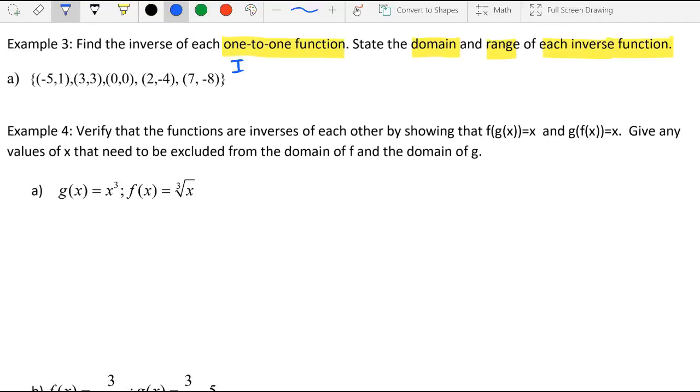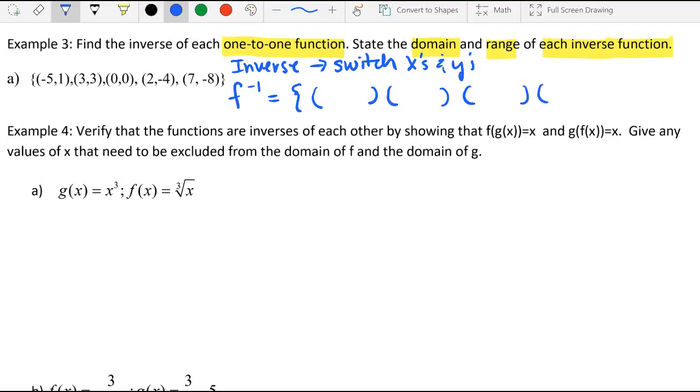Find the inverse. First, for inverse functions, you are simply going to switch x's and y's. So we're going to start with f inverse is. This is giving you a set of ordered pairs. There are 1, 2, 3, 4, 5 ordered pairs, so we're going to write 5 sets of parentheses, 1, 2, 3, 4, and 5, and a comma in between each set.